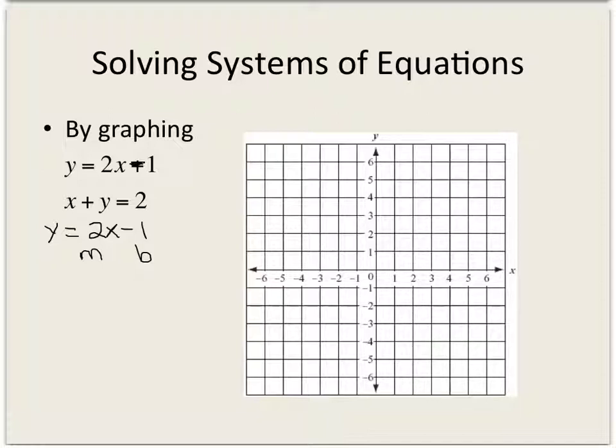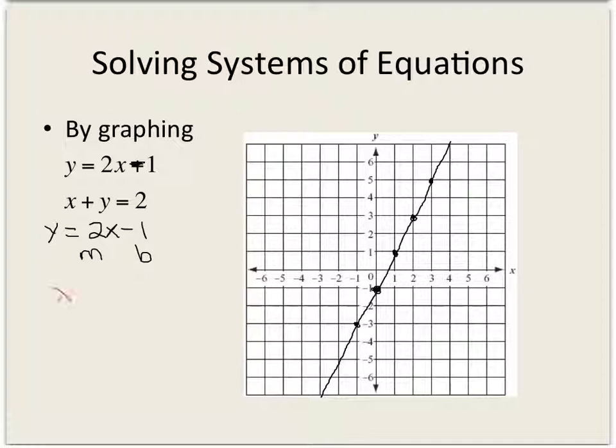That tells me that if I want to graph this equation, I'm going to start on the y-axis where my y-intercept is negative 1, and I'm going to make a dot. And then my slope is 2 over 1, so I'm going to go up 2 and over 1. And I'm going to do that a couple times to help me make a nice straight line. When I connect those dots, I get the line of the equation y equals 2x minus 1. Now let's do the other one.